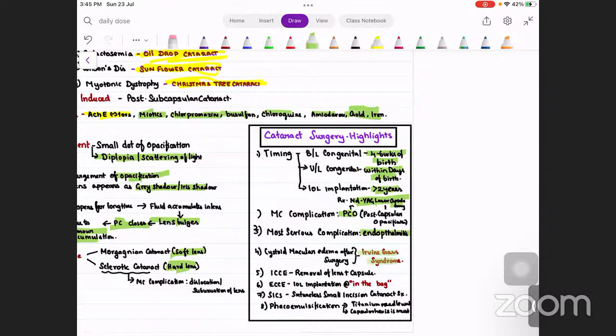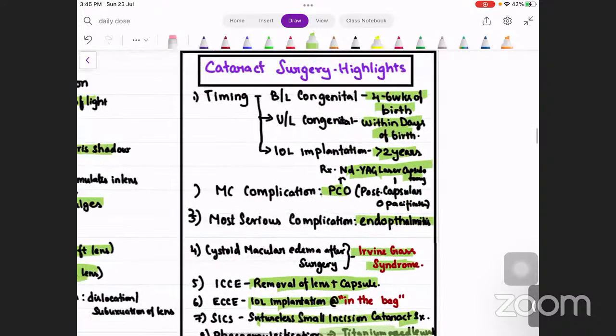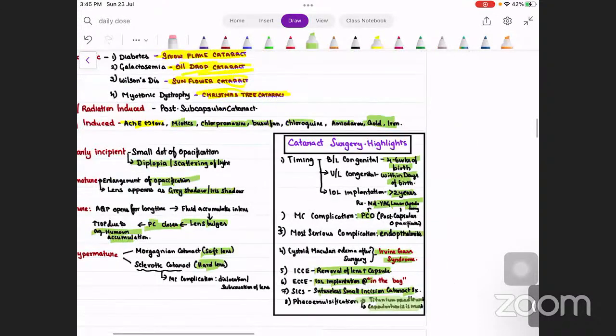And apart from that, we have ICCE, ECCE, SICS. ICCE is removal of the lens and capsule. ECCE involves IOL implantation in the bag. SICS is sutureless small incision cataract surgery. And phacoemulsification, where you use a titanium needle, and capsulorhexis is a must. These are the cataract surgery highlights.